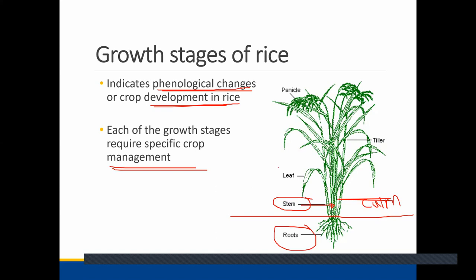Right. So then you have the leaf, and then these side branches, which in grasses we call tillers, around the main stem, or main culm. From the tillers they develop the panicle. Then flowering and subsequent fertilization develop into grains. So this is the panicle. These are the basic components a mature rice plant has.